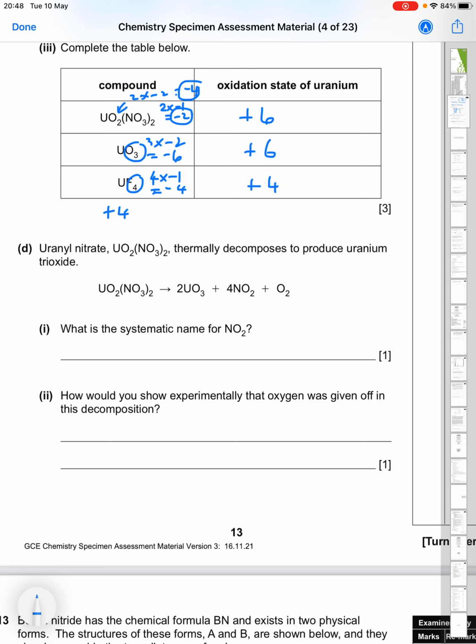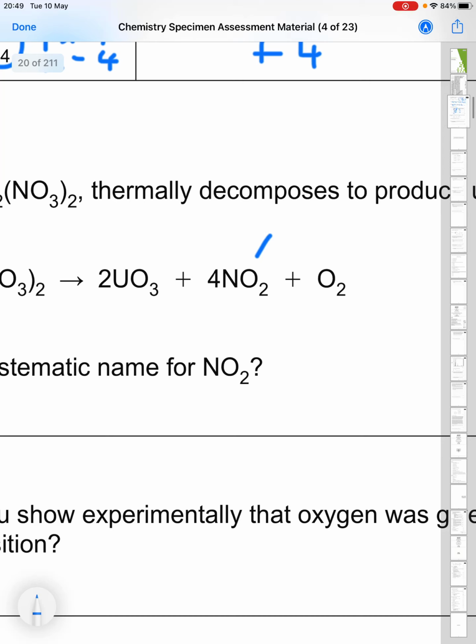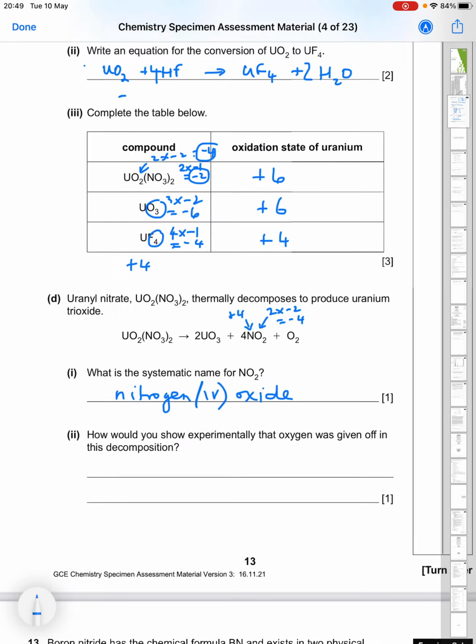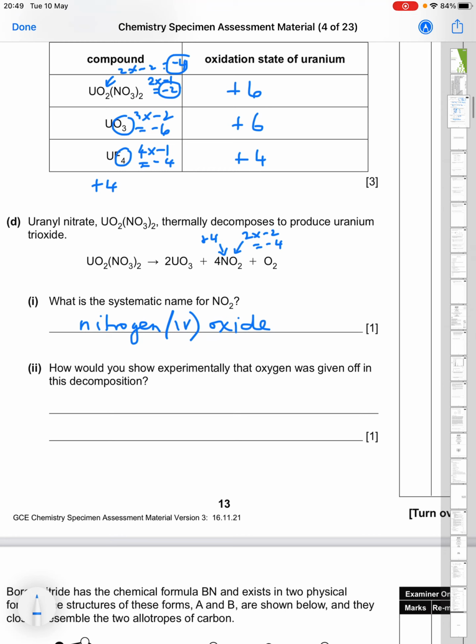Okay, uranyl nitrate, UO2(NO3)2, thermally decomposes to produce uranium trioxide. What's the systematic name for NO2? Well, each oxygen is -2, so it's -4, so the nitrogen then has to be +4, so that's going to be nitrogen(IV) oxide. And that's just what the systematic name means. It's putting in that Roman numeral for the oxidation state of the nitrogen.